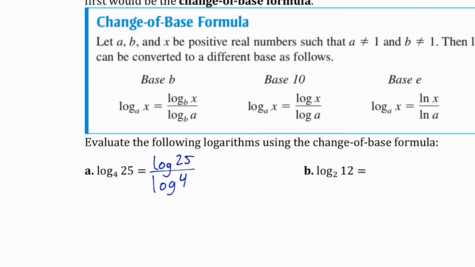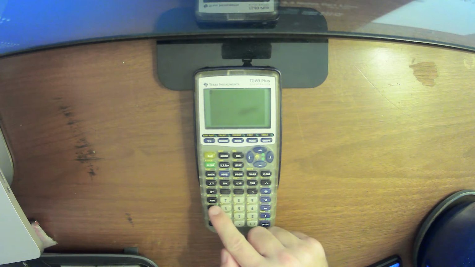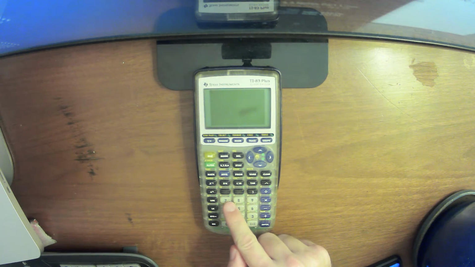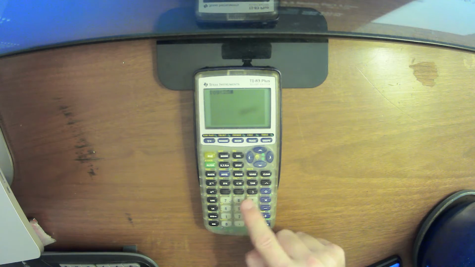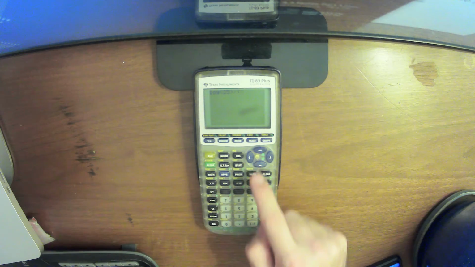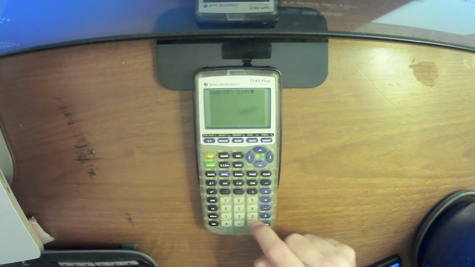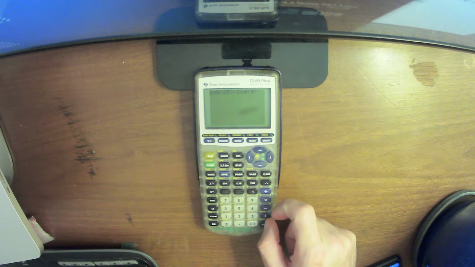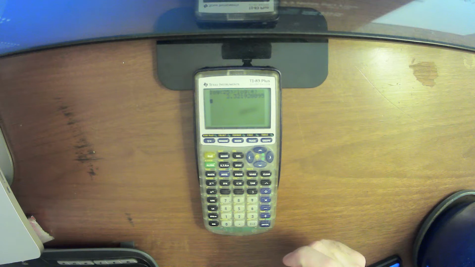I'm going to show you how to do this on a calculator, so let me switch screens a second. On our calculator, we have a log button. It's off to the left side here, right next to the 7. So we'll do log of 25, close the parenthesis, divided by log of 4, close your parentheses, and it gives you 2.321.